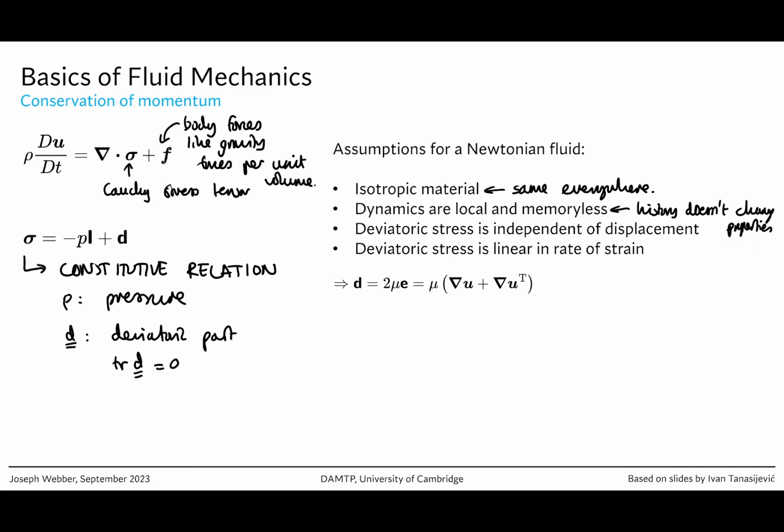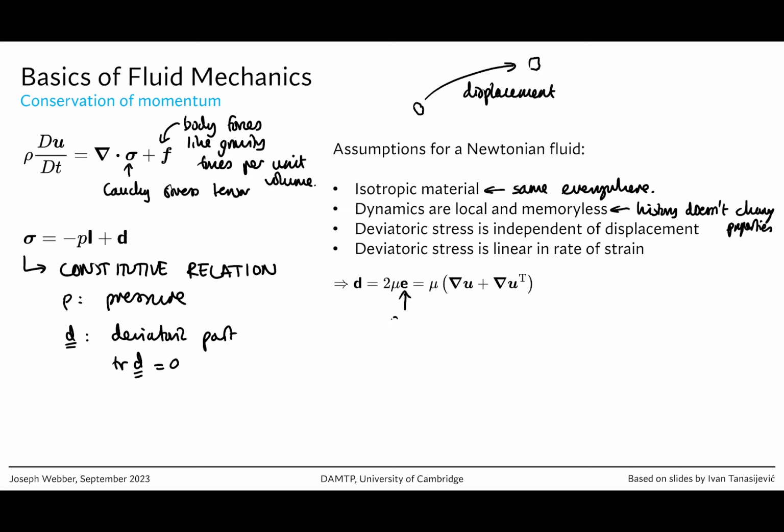The deviatoric stress, so this D here, is independent of displacement. If we go back to think about fluid particles, if we've got one fluid particle here and later it's moved to here, this change in position is a displacement. And so fluid properties don't depend on where a fluid molecule started out. They might depend on how quickly it's moving and which direction it's moving in, but it doesn't matter where it started out. And so deviatoric stress is independent of displacement, but is linear in the rate of strain.